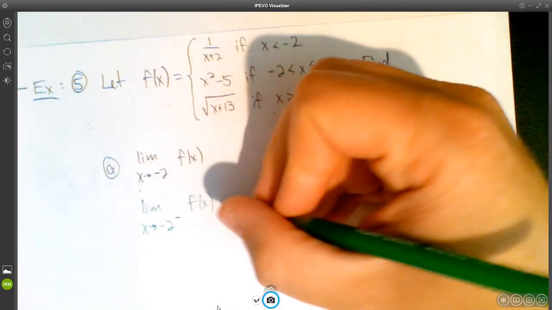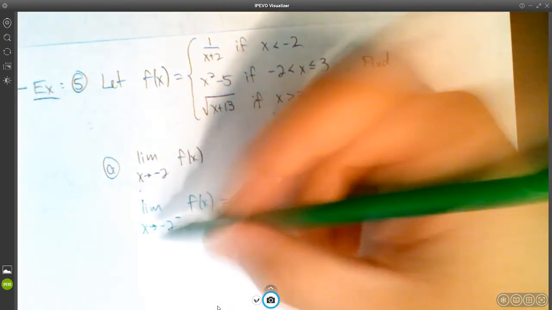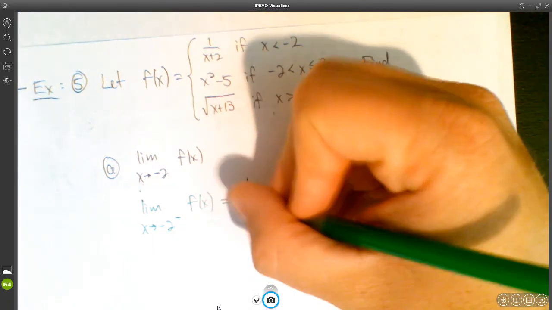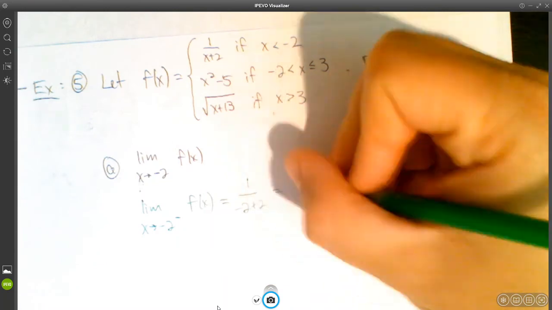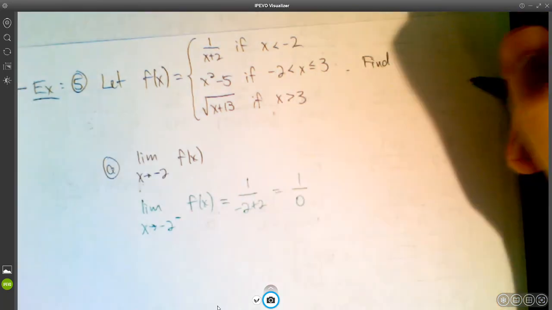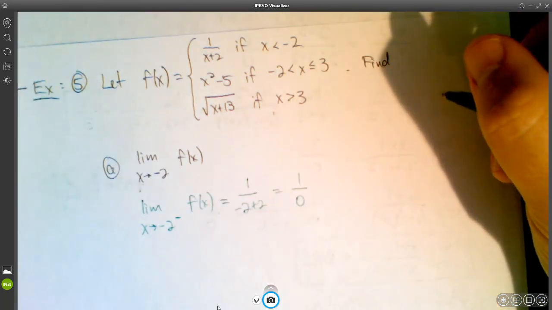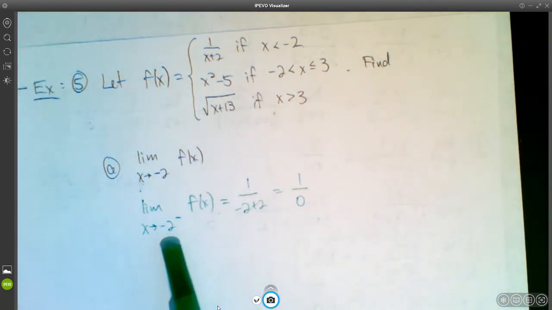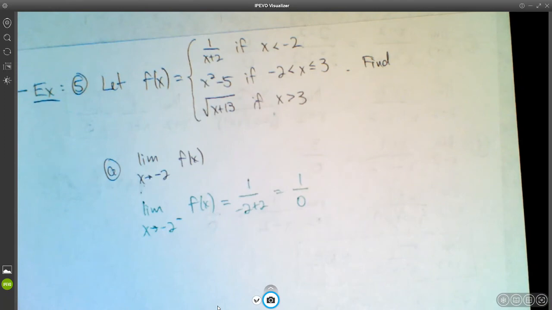And I would just plug in the negative 2. So I would get 1 over negative 2 plus 2. Well, that's 1 over 0, which tells us that the limit doesn't exist. But since this is just a one-sided limit, I can be more precise than that. Like I can say whether or not this thing is going to negative infinity or positive infinity.